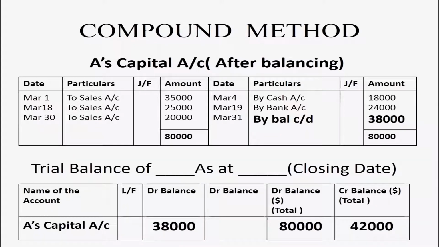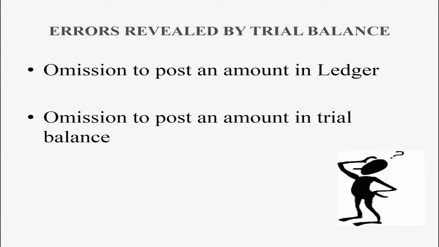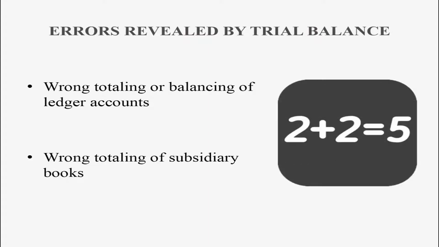After discussing the methods of trial balance, we will discuss some errors revealed by trial balance. The first one is omission to post an amount in ledger. An entry is posted in journal but omitted to be posted in ledger. Next one is omission to post an amount in trial balance. An entry is posted in journal and ledger as well but omitted to be posted in trial balance. Next one is wrong totaling or balancing of ledger accounts. Wrong totaling of subsidiary books, like sales book, purchase book, bills receivable book, bills payable book, etc.